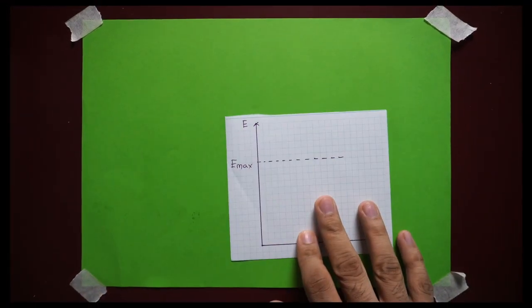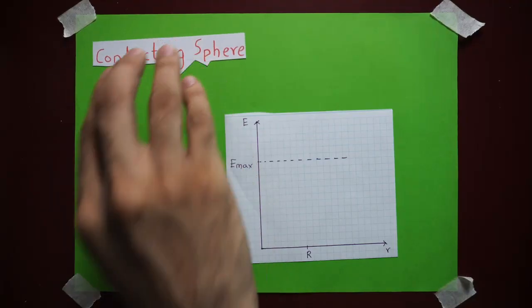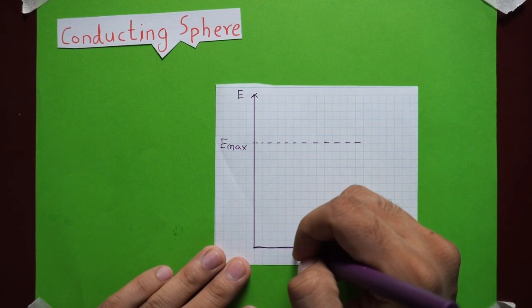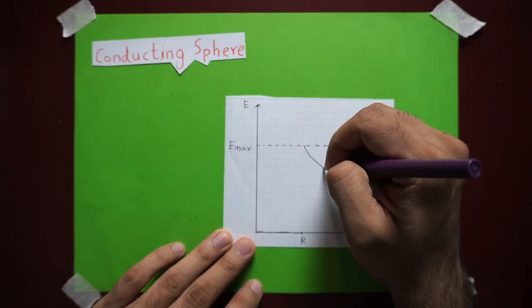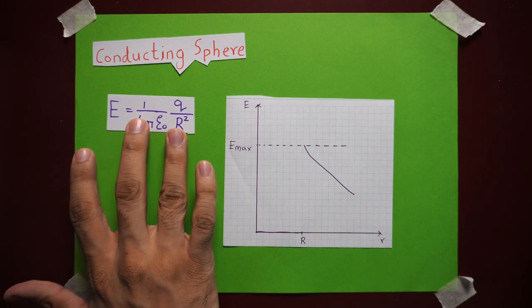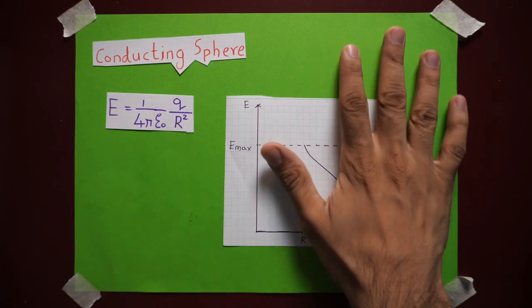Let us say we depict this on the graph. For the conducting sphere, the electric field stays zero until we reach the radius of the sphere, and then it starts to decrease because the electric field is given by this equation outside the sphere.